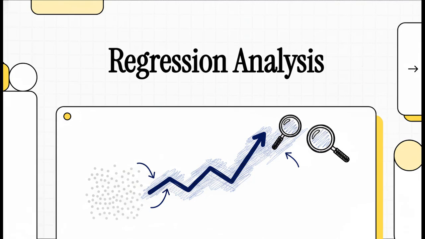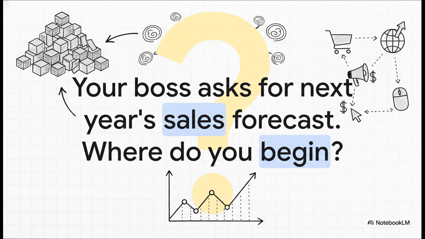Welcome to The Explainer. Today, we're going to demystify a really powerful tool that helps us find the signal hidden in all the noise. It's called regression analysis, and it's kind of the secret sauce for understanding data and even predicting the future. So let's start with a situation you might know all too well.